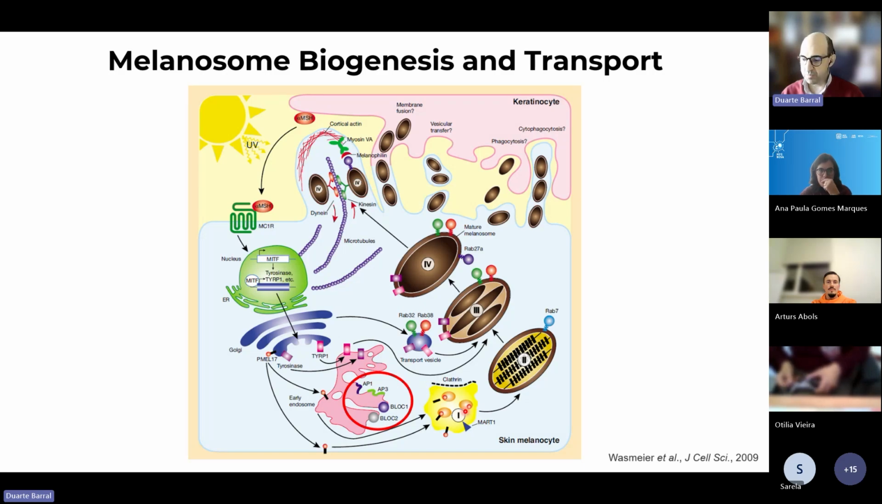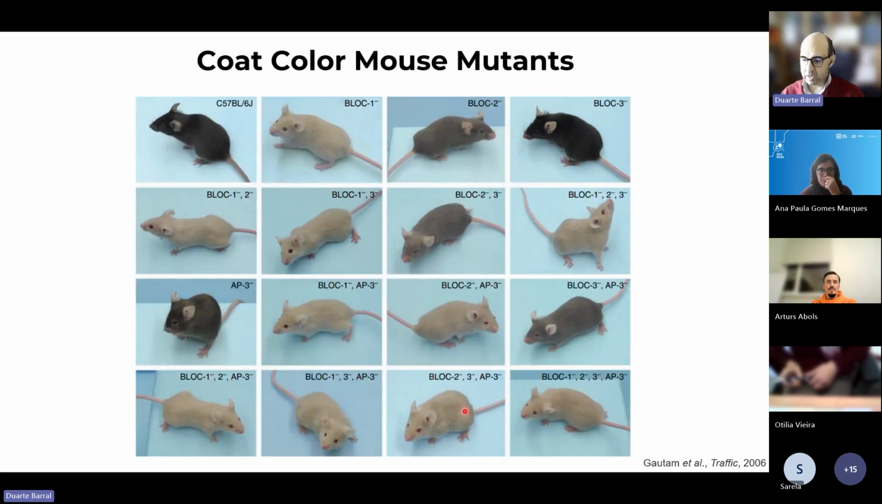Mouse models were instrumental, and you can see here a collection of mouse models that have coat color deficiencies, so they have different shades of gray compared to the wild type. The wild type is the black 6 mouse, and for many years mice were essential to define the machinery that I just showed you, the machinery that is involved in melanin production.